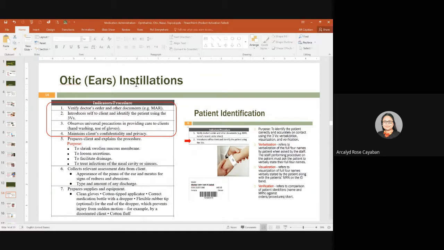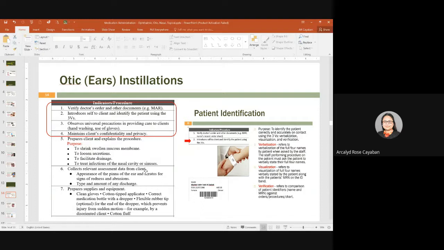How do we explain otic instillation? What are the purposes? Number 1, to shrink swollen mucous membrane of the client, to loosen secretions, to facilitate drainage if there is impacted cerumen or earwax in the ear of the client, and of course, to treat infections of the ears.